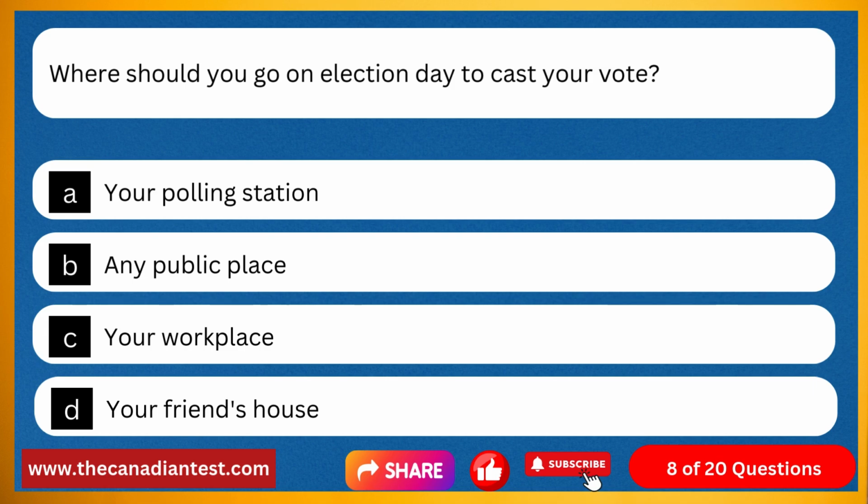Question 8. Where should you go on Election Day to cast your vote? Option A, your polling station. Option B, any public place. Option C, your workplace. Option D, your friend's house.